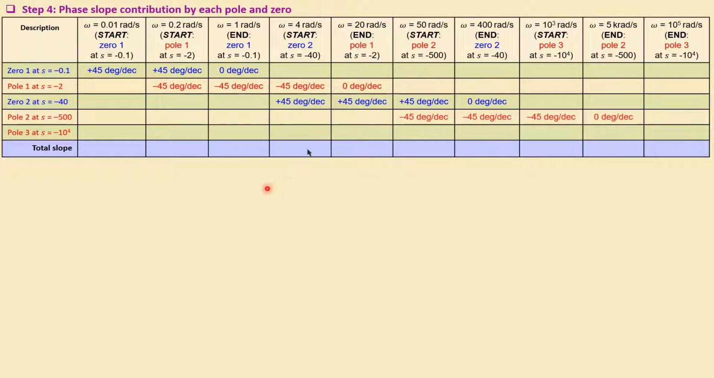In a similar form, it's starting here at 500 radians per second, so at 50, and it stops at 5,000. Now in a similar form also for the final pole, pole 3, it starts at 1,000, but it stops at 100,000. Now we need to add all of these slopes. Where we don't see any numbers, the slope is 0, so you just add them up: 45 degrees per decade, 0 degrees per decade, so just add them up each column.